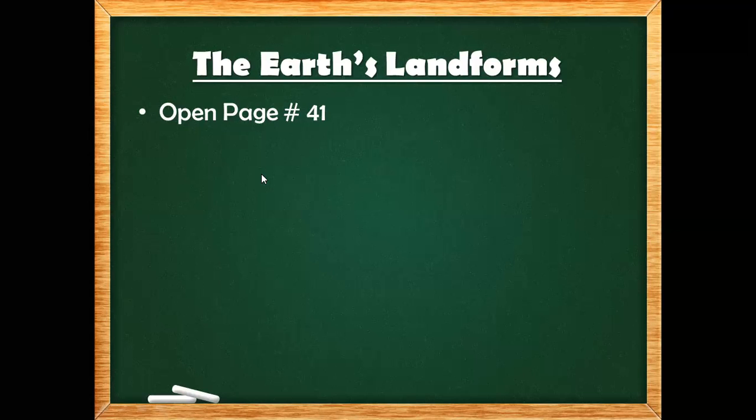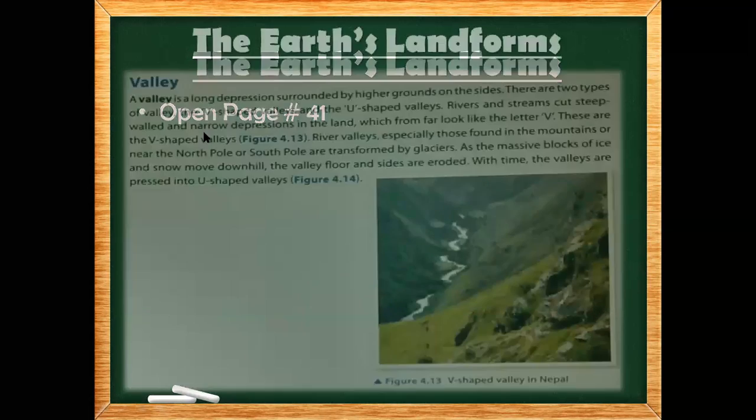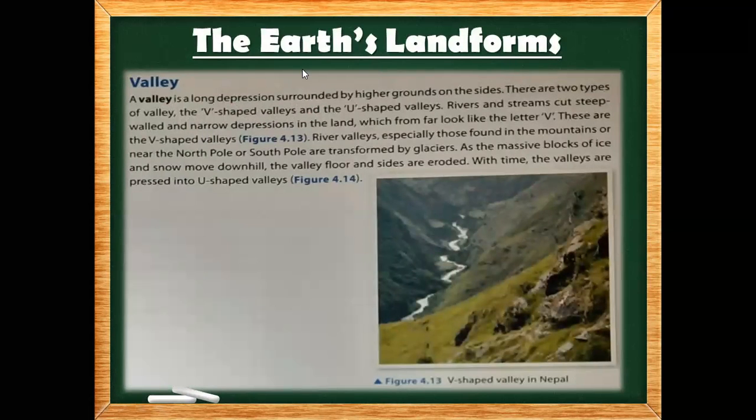Both are mountains, but the difference between them is of shape. The shape of a plateau is flat at the top, and the normal mountain isn't flat at the top. Okay, so on page number 41, the point is valley.